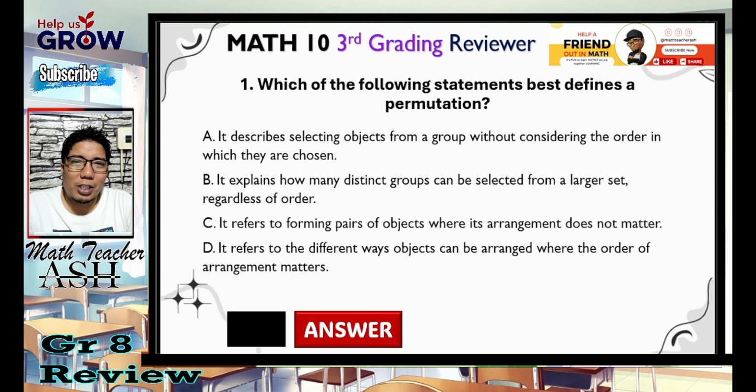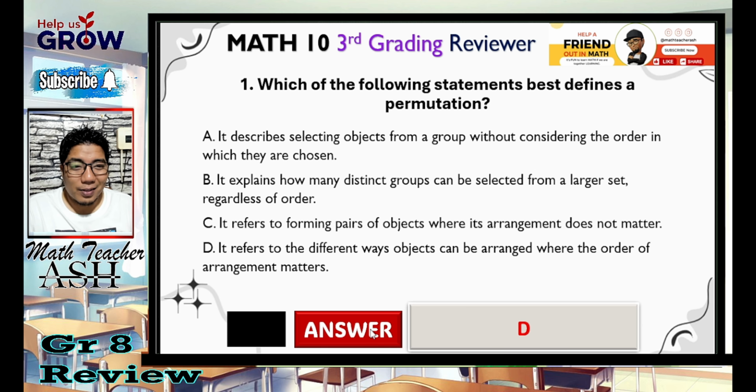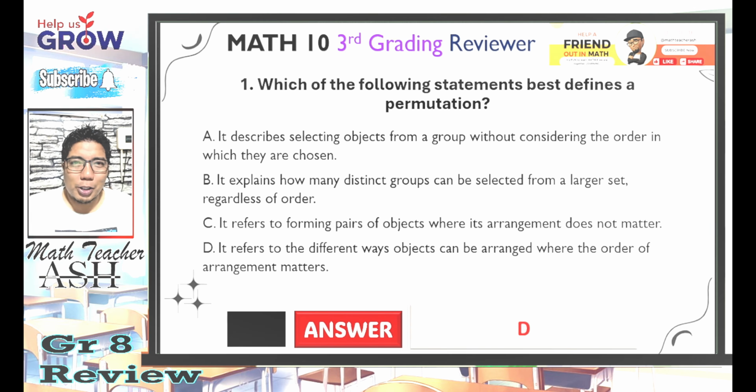Alright, my dear math learners, this question is very easy because by definition, a permutation is the arrangement of objects where order matters. So therefore, the correct answer for this question is letter D. Let's check whether we are correct. Alright, easy, right? Now let us go to question number 2.